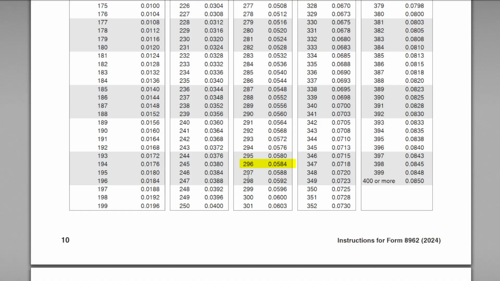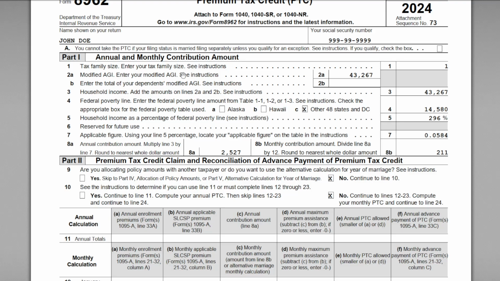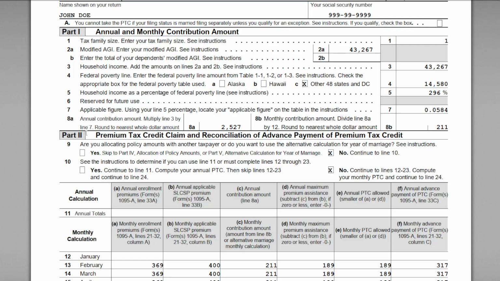So with a 296%, we have a factor of 0.0584. So we go back to the 8962 and we enter on line 7, 0.0584 as the factor. Now moving on to lines 8A and 8B, the annual contribution amount, we multiply the household income on line 3 times the factor on line 7, and we're left with 2527.